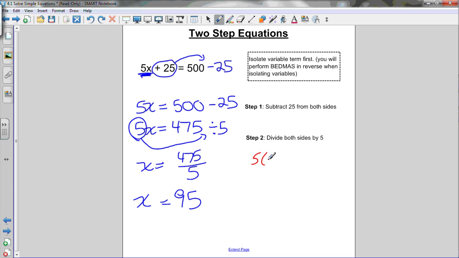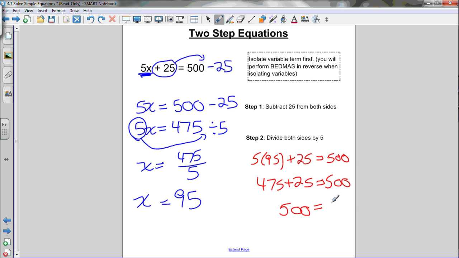So 5 times 95 plus 25 equals 500. So make sure this left side of the equation equals 500. 5 times 95 is 475. And then 475 plus 25 is 500. So 500 equals 500. So the left side equals the right side.